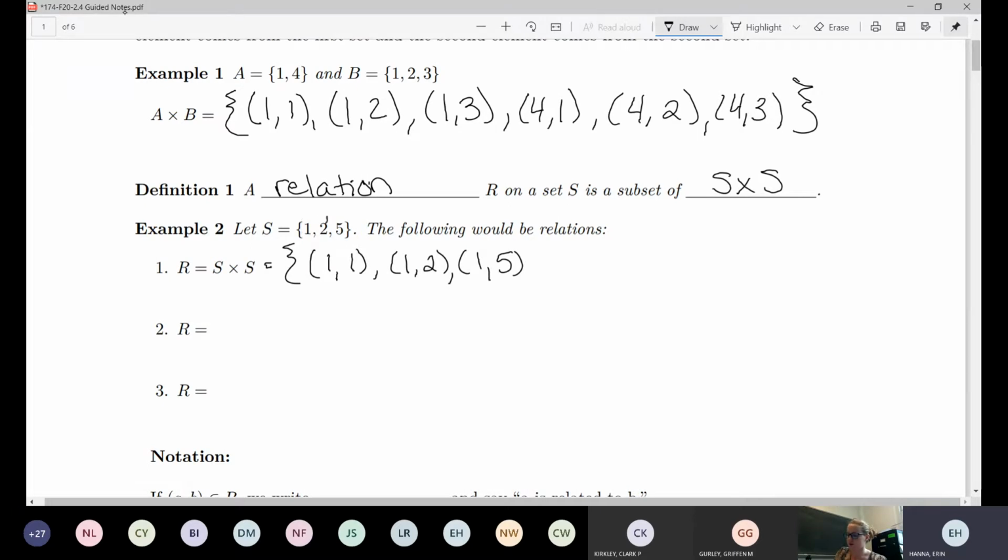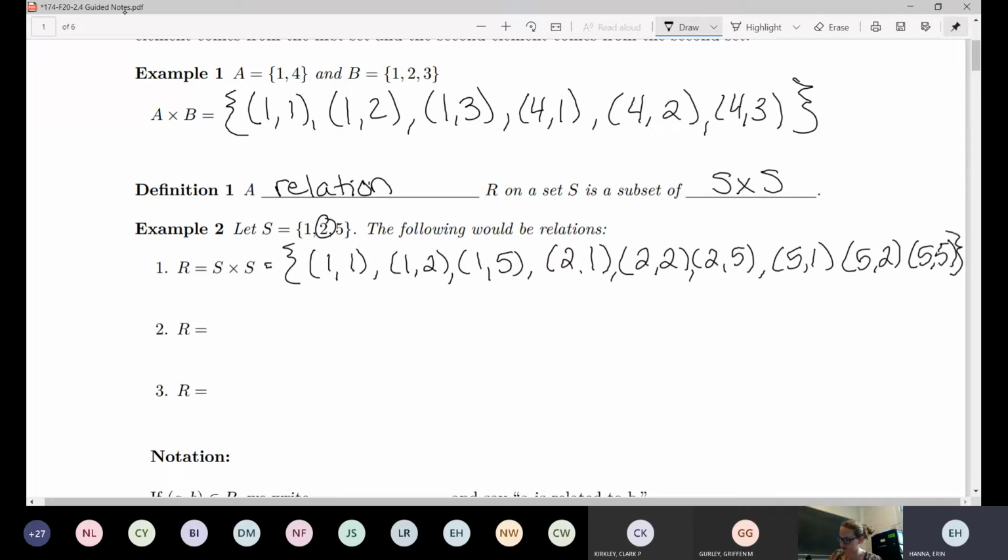And then we'd move on to using 2 as our first element. So (2,1), (2,2), and (2,5). And then (5,1), (5,2), (5,5). So we're essentially taking that set and making the other set that same set, if you will.